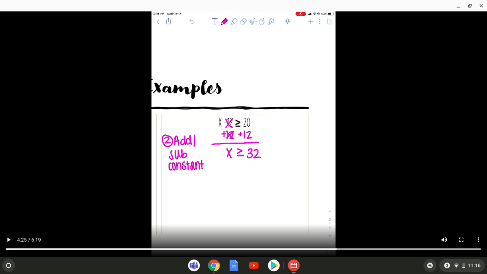So here's the thing. Your sign will never, ever, ever flip with a one-step equation if all you're doing is adding or subtracting, okay? If there's no multiplication or division involved in how you're solving the equation, there is no way your sign is going to flip, okay?